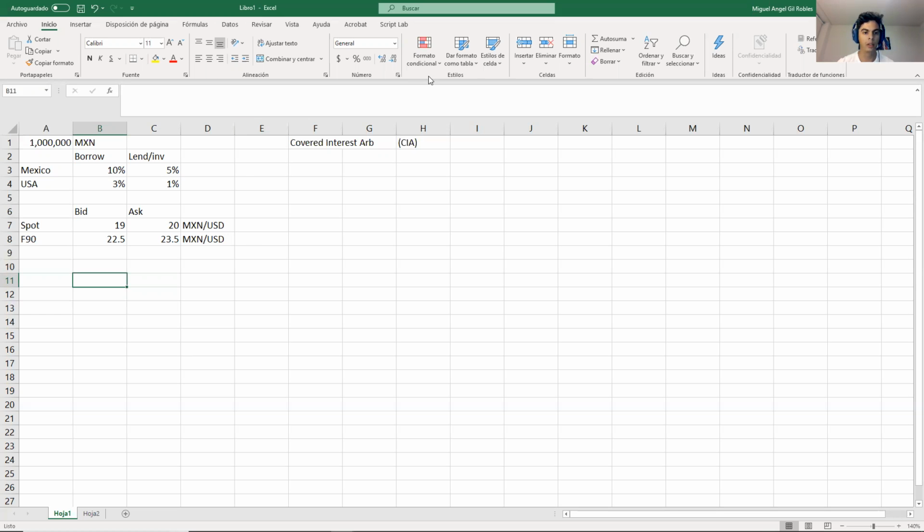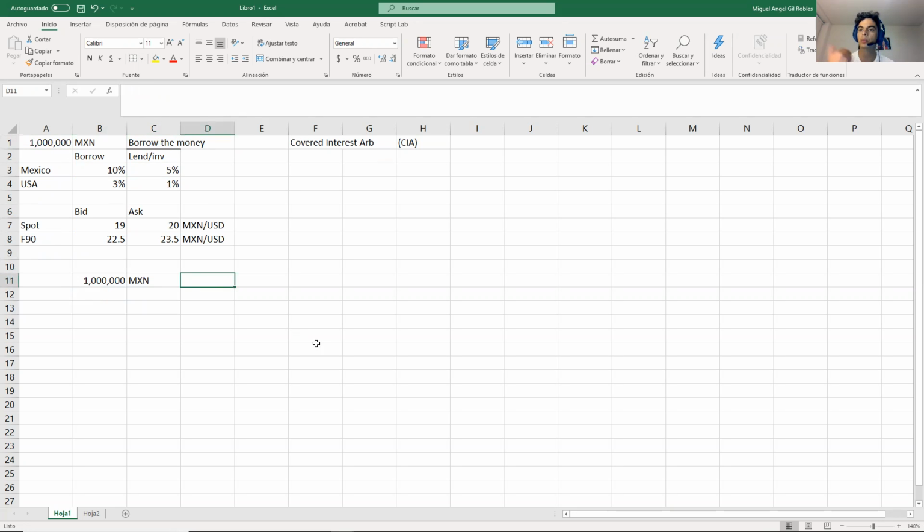Here you have all the data that you need. So you have the initial investment, the borrow and lending or investment rates for Mexico and the US, and you have the bid and ask for the spot and also for the forward in 90 days. That means time is 90. So let's start as we usually do in the present with 1 million pesos. I forgot to mention here that we are going to borrow the money. That's also important. We are going to borrow 1 million pesos.